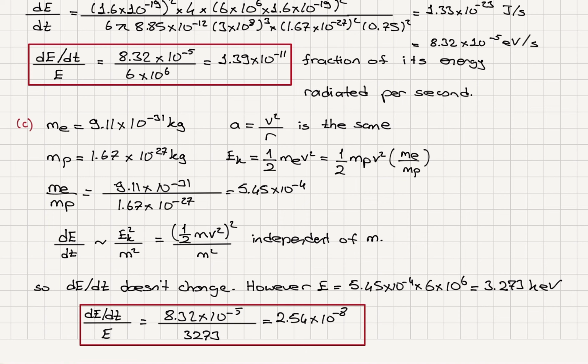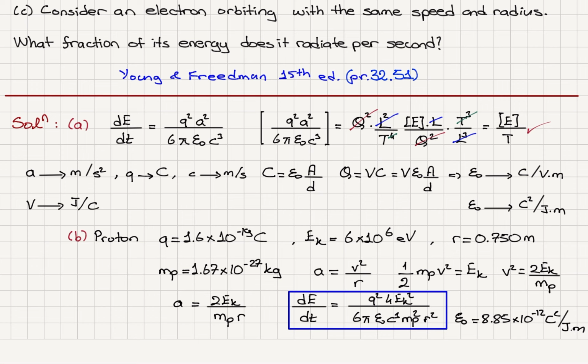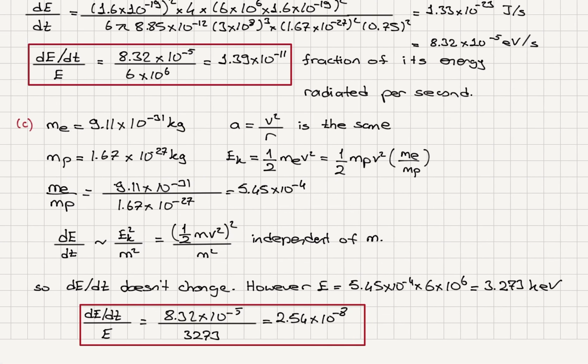If it's an electron, the dE/dt doesn't change. You can see that here, if it has the same acceleration, same speed and radius, same charge, the speed of light doesn't change. Epsilon 0 is constant. So this answer doesn't change. But for an electron orbiting with the same speed and radius, its energy changes because the energy of the proton was 1/2 m_p v squared. The energy of the electron is 1/2 m_e v squared. So I have to multiply it by the ratio of mass of the electron to mass of the proton. So that new energy is 3.273 kilo electron volts. So dividing the dE/dt with E, the new value, I find 2.54 times 10 to minus 8, a greater fraction of its energy is radiated per second when it's an electron compared to a proton.